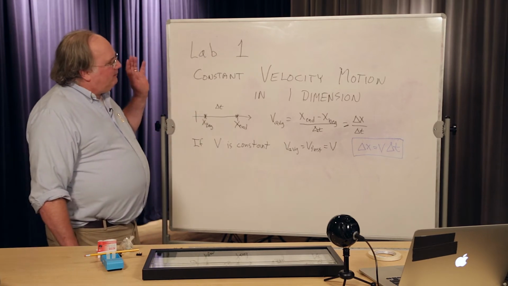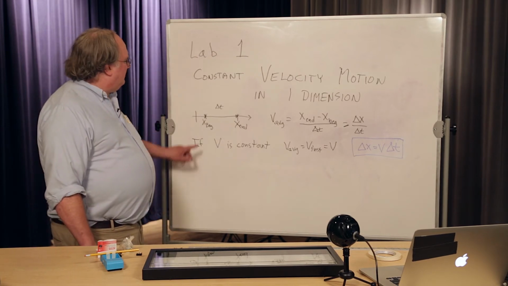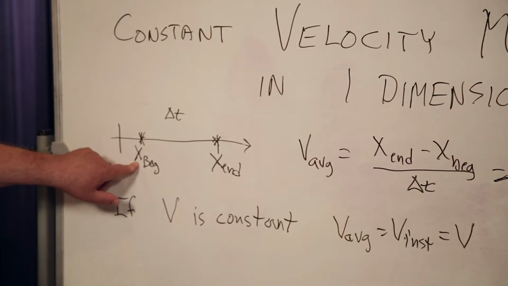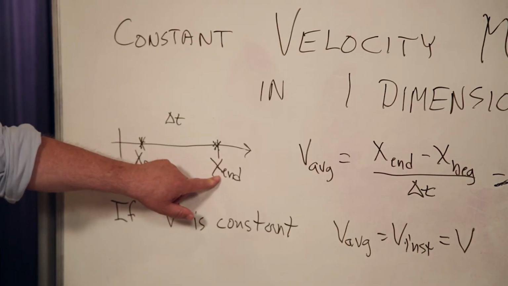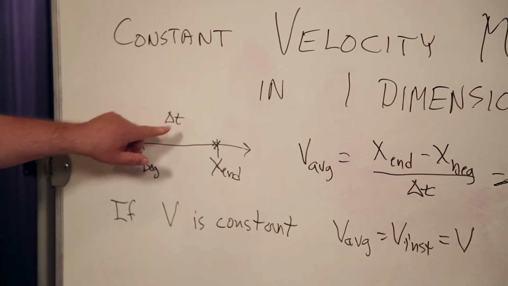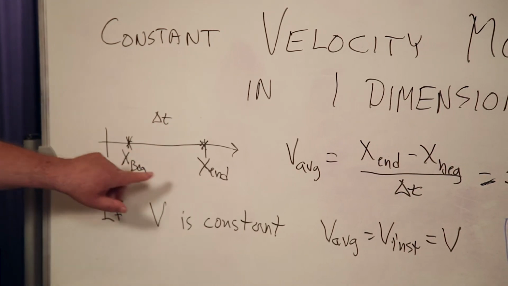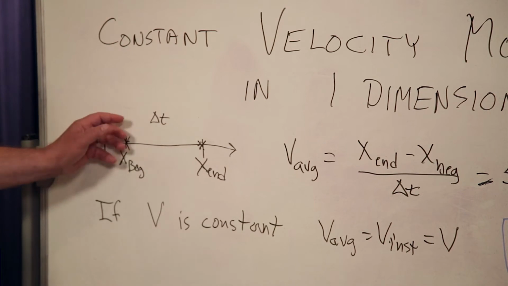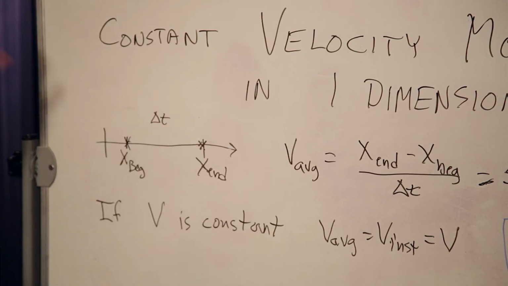The point about velocity in one dimension is that you start at one x, you end at another one, and the whole process takes some amount of time. So we've got a beginning x, an end x, and the amount of time that all that takes.